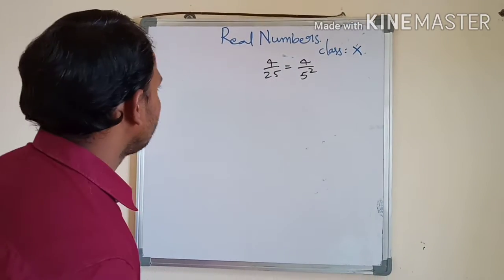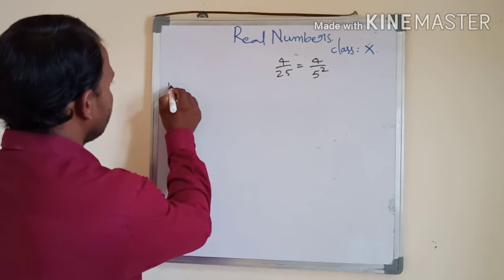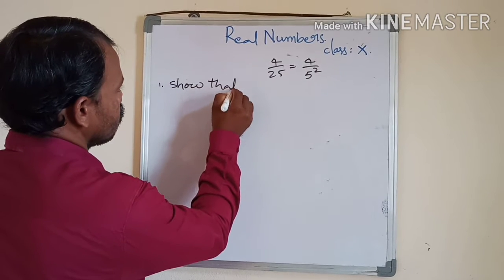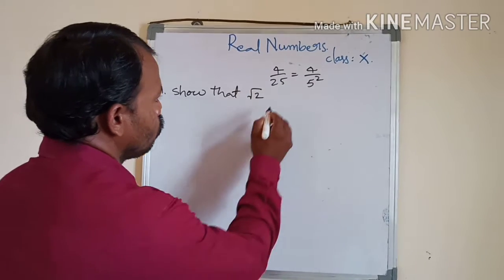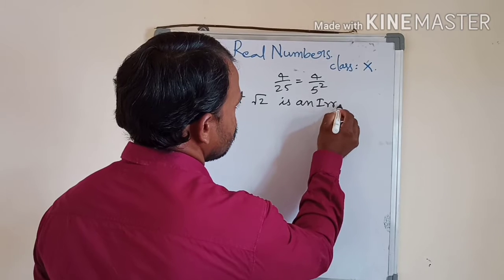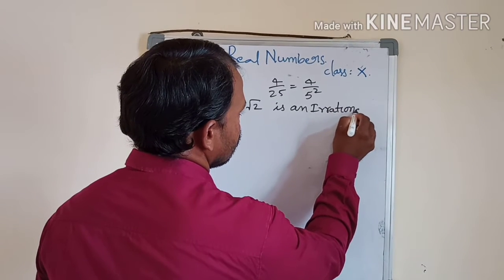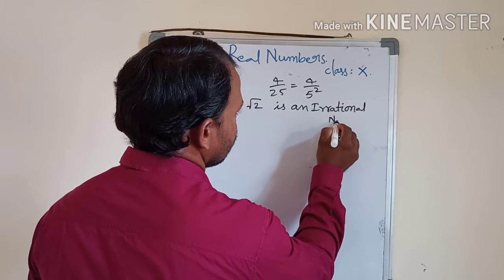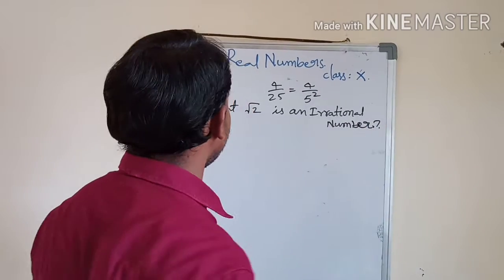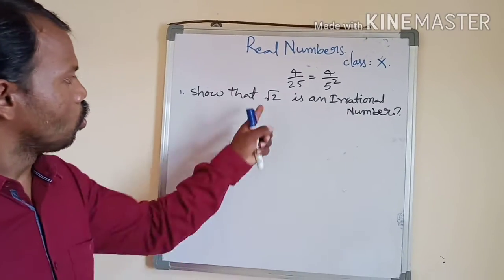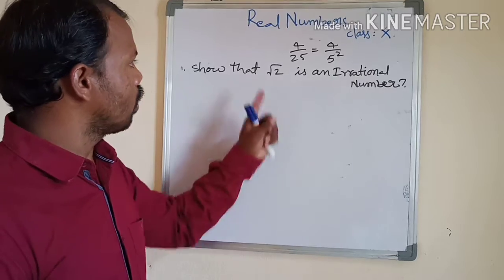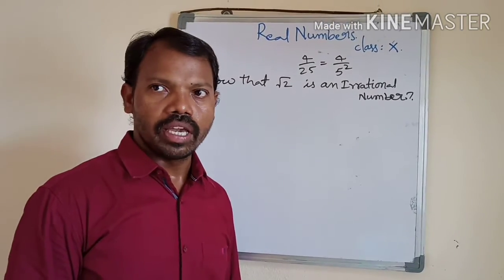So today we are going to discuss one more topic, that is, show that root 2 is an irrational number. Okay, this is your question. We have to show that root 2 is an irrational number. Already we know that root 2 is an irrational number. We cannot express it in the form of p by q.